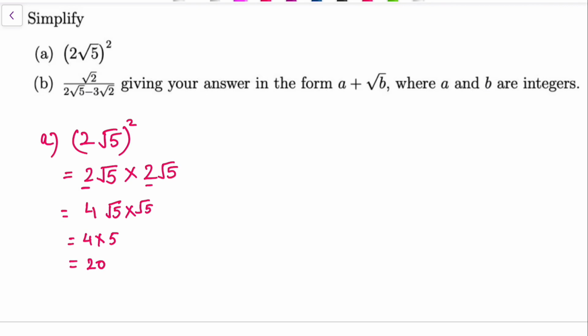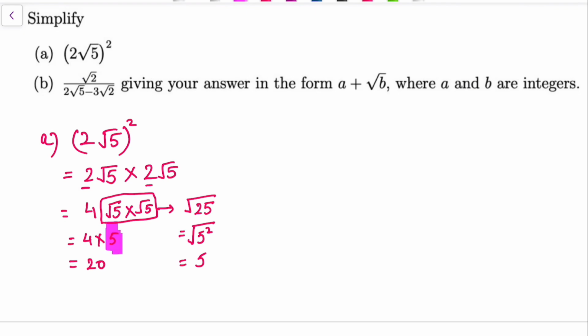Now again, in case you do not know, √5 times √5 can be written as √25, and that can be written as √(5²), and the square and square root can cancel, so that gives us 5, and that is where we have got this 5 from.